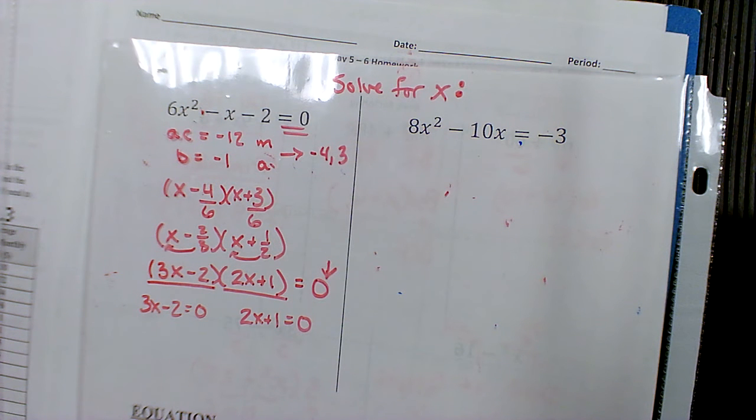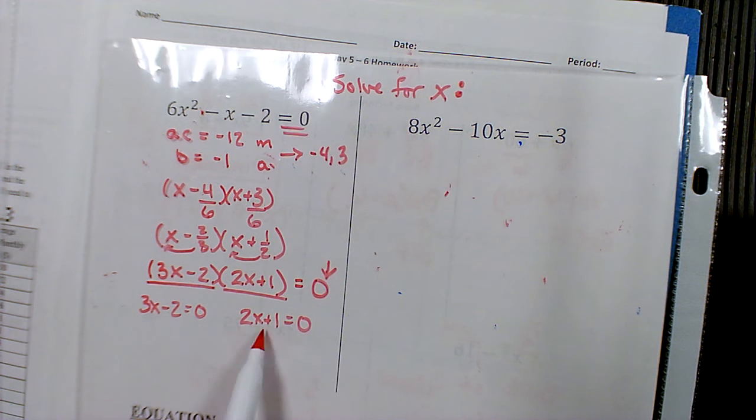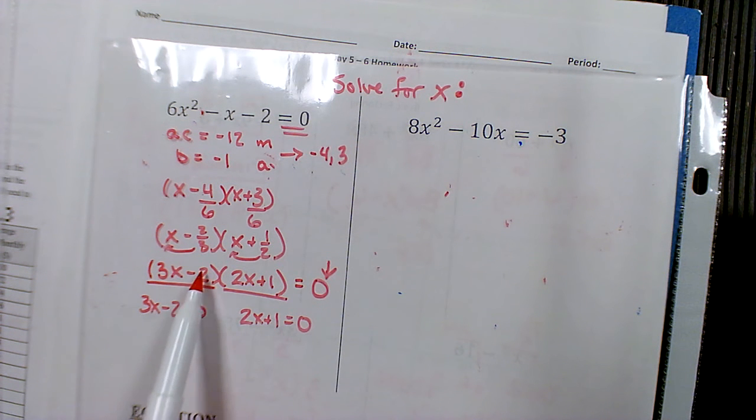What do you think, Tori? One of them has to be 0, right? In order to multiply two things together and get 0 as an answer, one of your two things that you're multiplying has to be 0. So this is our way of checking it. What if this factor was 0? What if this one was 0?